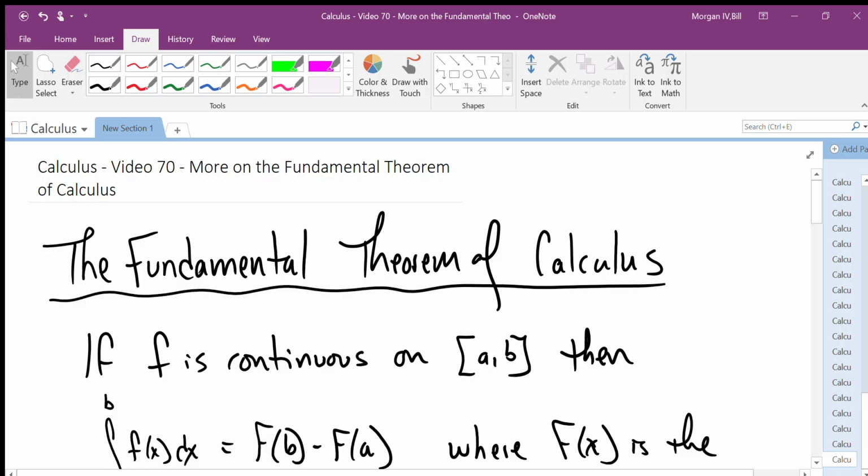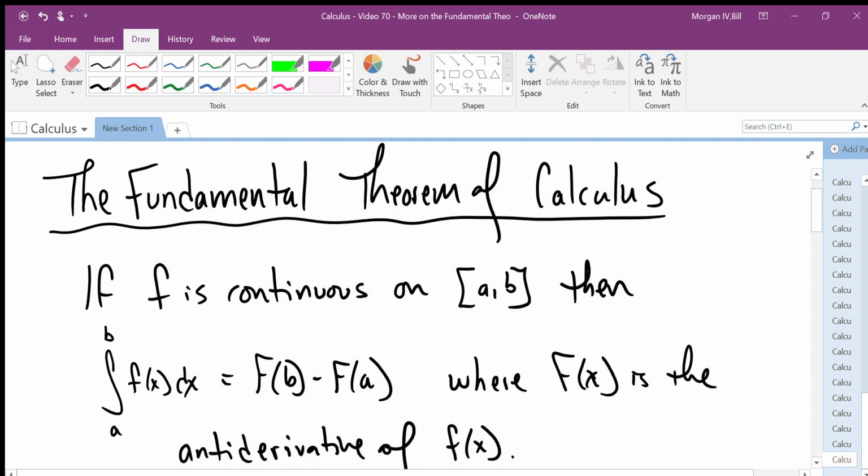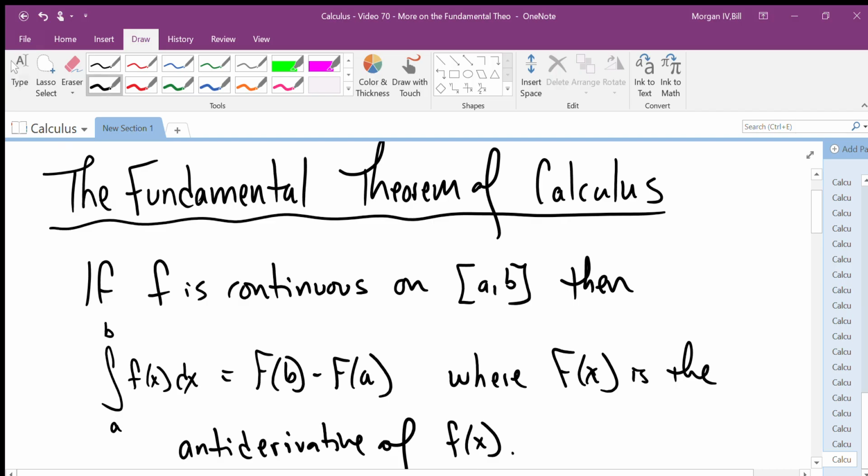And one part that I missed that I should not have is this is only going to work if the function f, lowercase f, is continuous on the interval. If the lowercase f of x is not continuous on the interval, then we cannot use the fundamental theorem of calculus. So if f is continuous on [a, b], then the integral from a to b of lowercase f of x dx is equal to capital F of b minus capital F of a, where capital F of x is the antiderivative of lowercase f of x. That is the fundamental theorem of calculus.